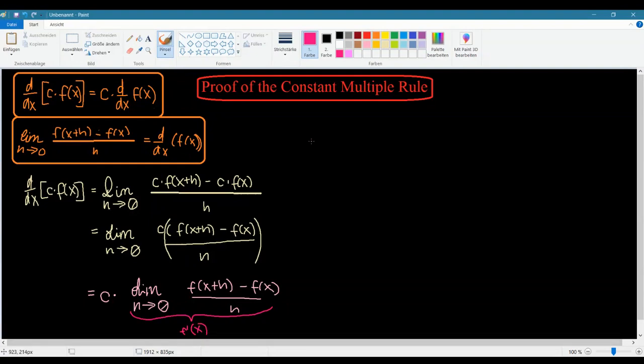And that proves that the constant multiple rule is true because our end solution is c times f prime of x, and that equals c times d by dx of f of x, and that is what we have here on the right side. So we have proven that the derivative of a constant times a function is the constant times the derivative of the function.